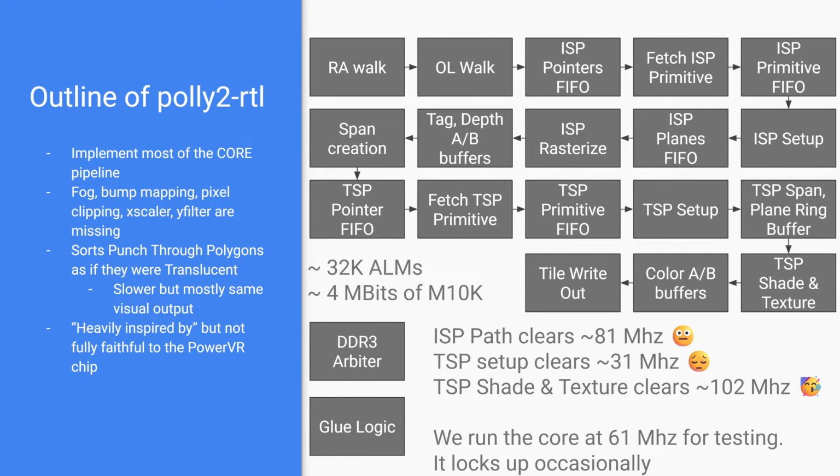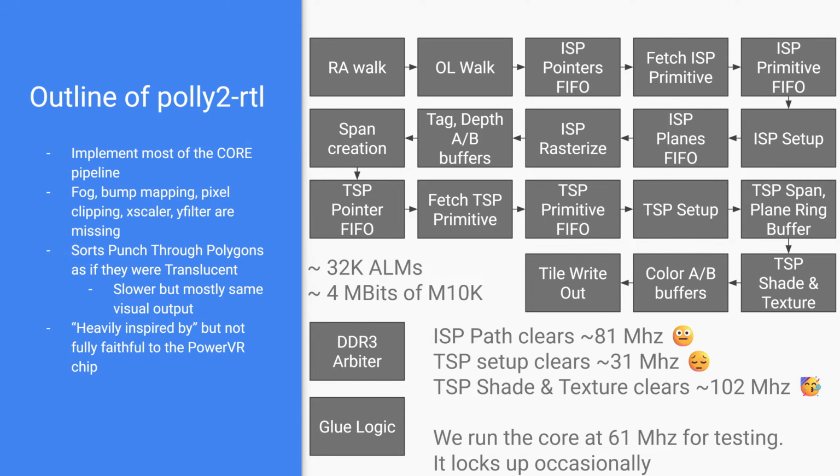We sort them as if they were translucent, because waiting for the TSP to finish to figure out if a pixel is visible or not in our architecture is actually slower than just sorting them. Depends on how many layers there exist, but this allows us to run many things in parallel, as we'll see in the next slide.